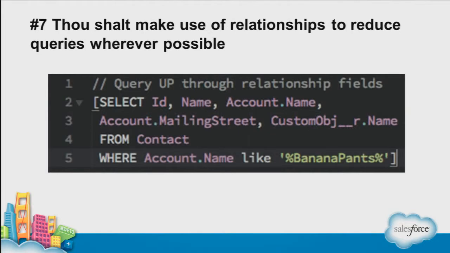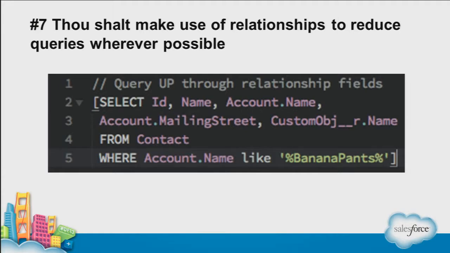Number 7 with the bang: thou shalt make use of relationships to reduce queries wherever possible. This one, we saw a little bit of it back on number 1. Remember how Francis took the 2 queries and made it into 1 query with a subselect? This is the same idea, but not only can we do a subselect on a query, depending on the cardinality of the relationship, we can also use these custom relationship fields.